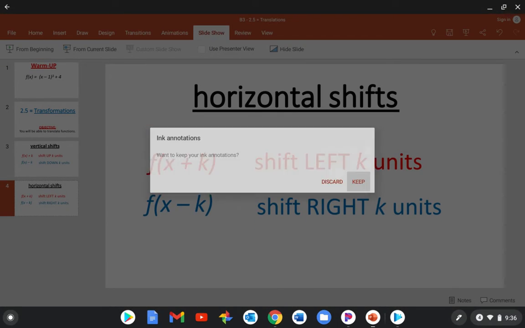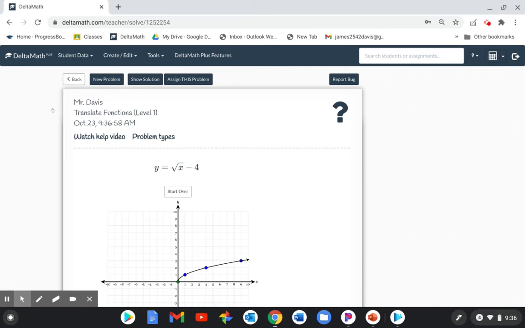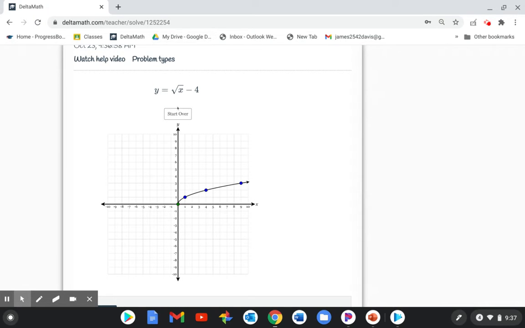Go ahead and take a look at that. So you have two levels of problems. The first level is just going to be one translation. So we're given a function, the square root of x. You can see this is the parent function graphed here. And we have some dots we can click and drag.